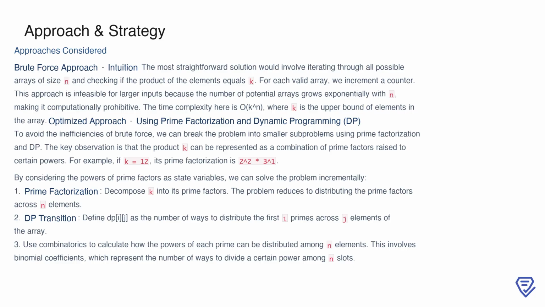To achieve this, we define a dynamic programming state where dp[i][j] represents the number of ways to distribute the first i primes across j array elements. Using combinatorics, specifically binomial coefficients, we calculate how the powers of each prime can be distributed among the n elements. This allows us to efficiently break the problem into smaller, manageable subproblems.